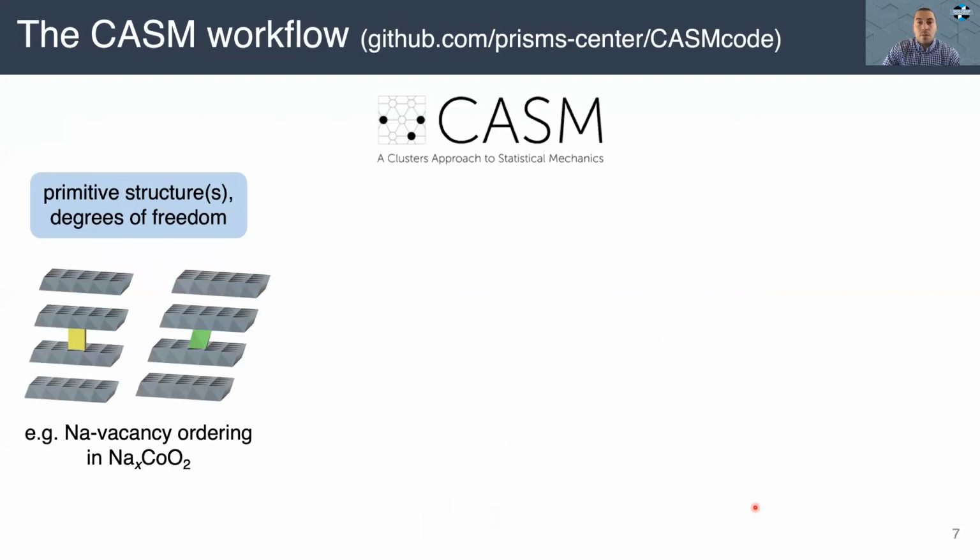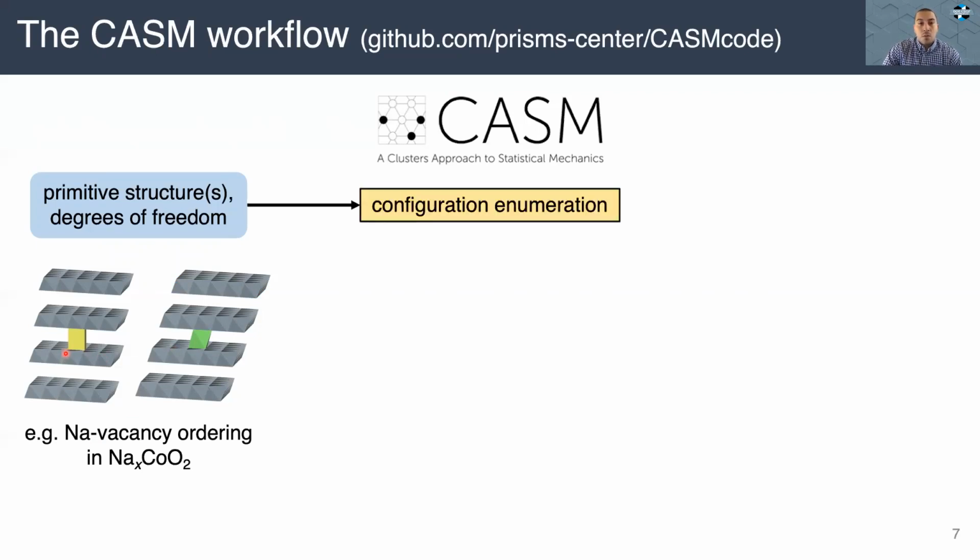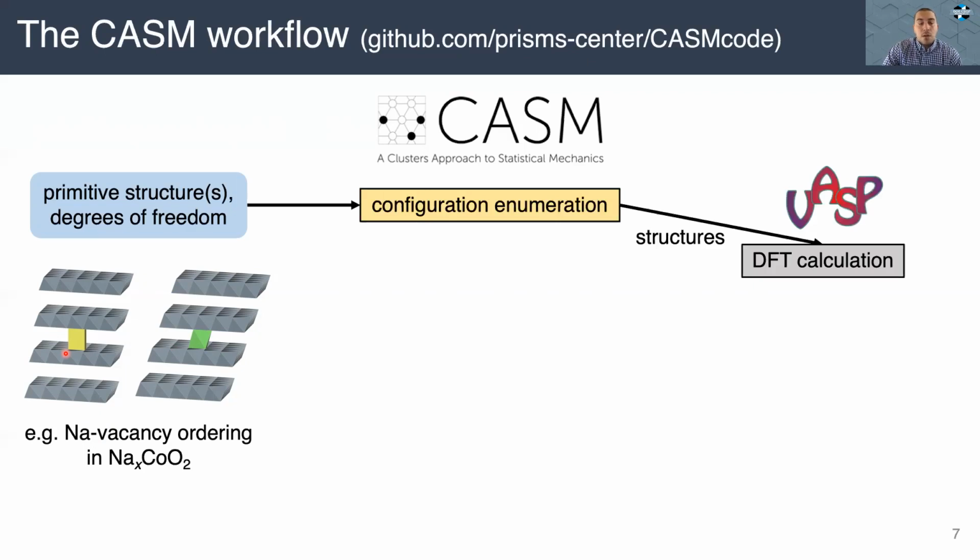So to create our cluster expansions, we develop and use a code called CASM. This is broadly how it works. We begin with a primitive parent crystal structure and define the degrees of freedom. So for example, sodium vacancy ordering in one of these layered structures that I've been showing. Then we enumerate many distinct configurations or orderings, starting from the smallest repeat units. We feed those structures into density functional theory. So we use VASP to calculate properties of those structures. And from there, we start to build a picture of the 0 temperature phase stability.